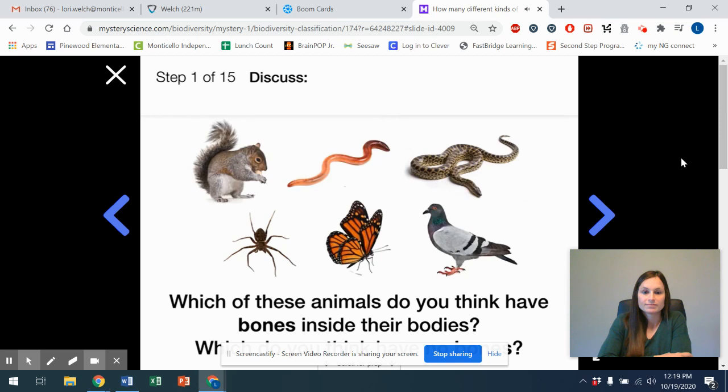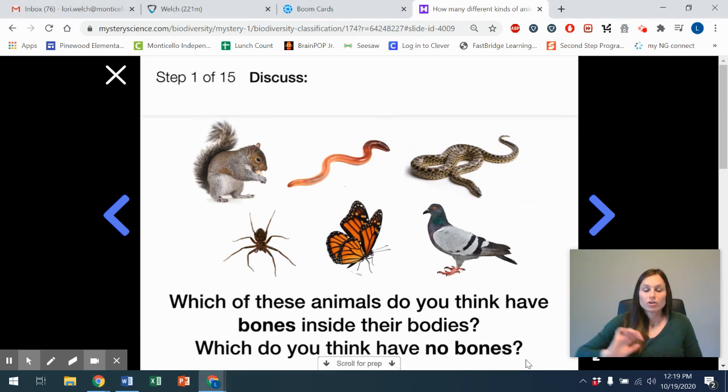Discuss these questions. Okay, so look at all of your animals. Which of these animals do you think have bones inside their bodies? And which do you think have no bones? You can look at the characteristics on each animal card to help you. Can you change your groups?